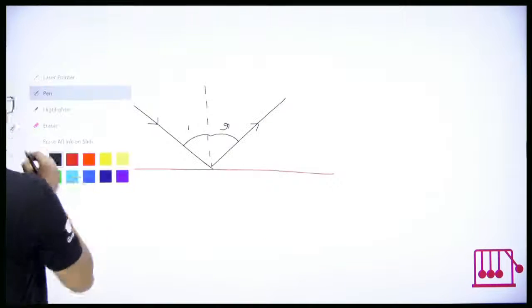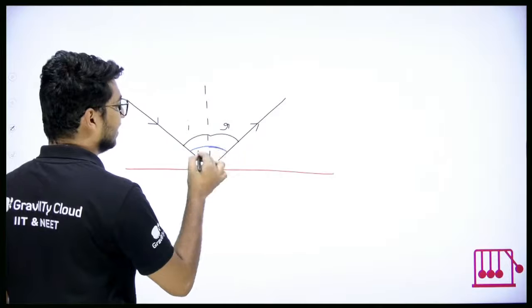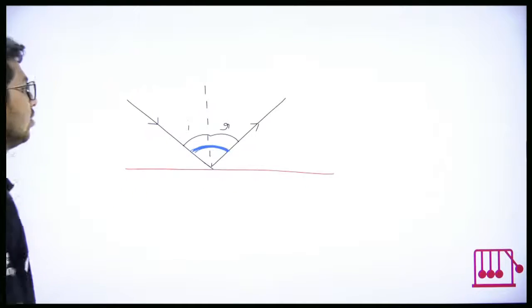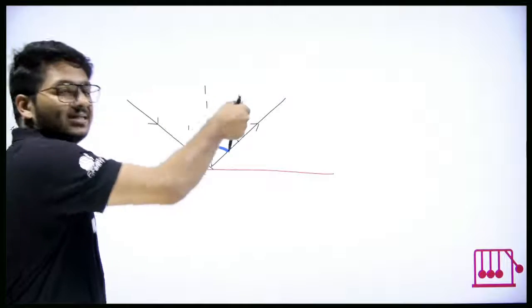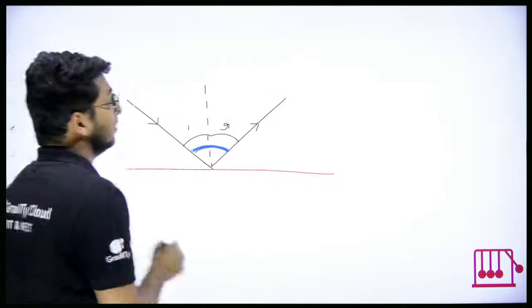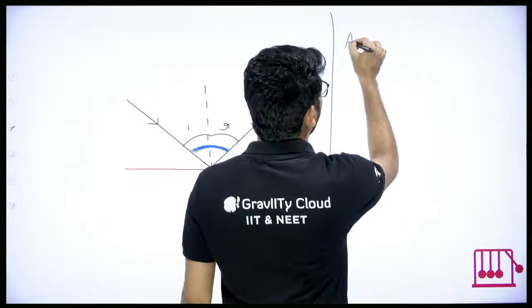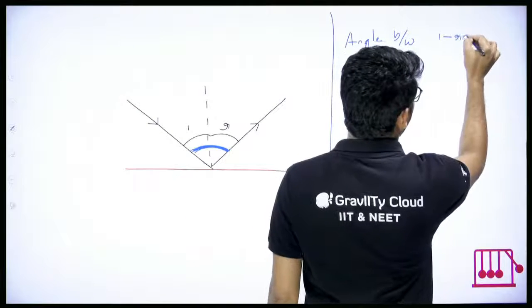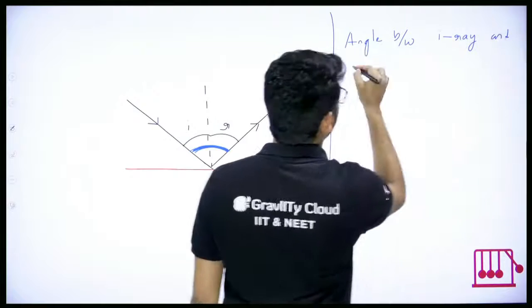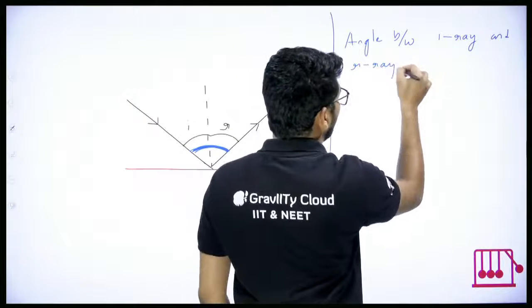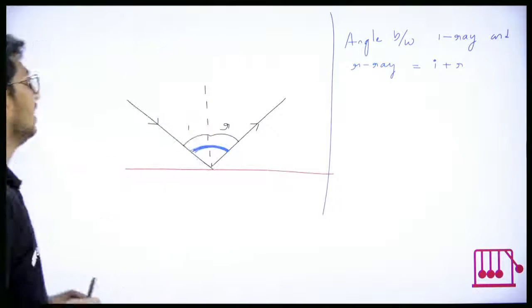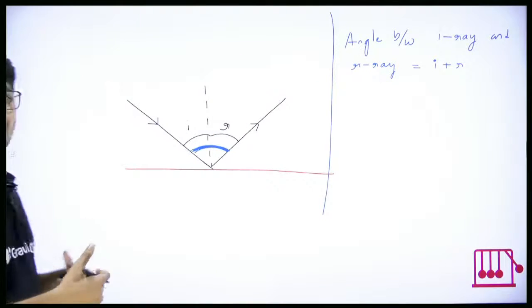And what does that mean? That means we need this angle. And how much is that angle going to be? It is going to be I plus R. So the angle between the incident ray and reflected ray is going to be equal to the angle of incidence plus the angle of reflection, I plus R.